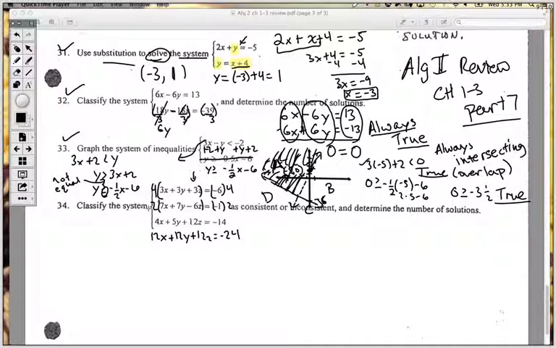Now for the middle one, let's put that one down here. I'm going to have 2 times 7x, which is 14x. 2 times 7y, which is 14y. 2 times negative 6z, which is negative 12z.